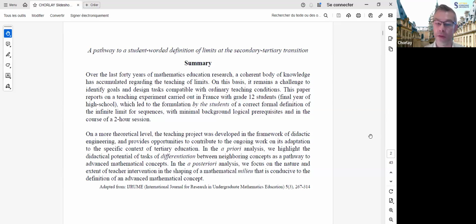On a more theoretical level, the teaching project was developed in the framework of didactic engineering, that is the theory of didactic situations, and provides opportunities to contribute to the ongoing work on its adaptation to the specific context of tertiary education. In the a priori analysis, we will highlight the didactical potential of tasks of differentiation between neighboring concepts as a pathway to advanced mathematical concepts. And in the a posteriori analysis, we focus on the nature and extent of teacher intervention in the shaping of a mathematical milieu that is conducive to the definition of an advanced mathematical concept.